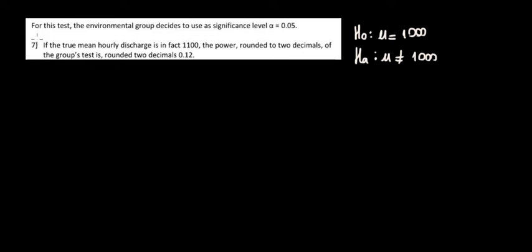Let's have a look at question 7 now. For this test we're going to use a significance level of 0.05. Now if the true mean is in fact 1100 liters, then the power of this test is going to be 0.12. Let's see. Recall, we did a question about power a couple of videos ago. We're going to use the same method.